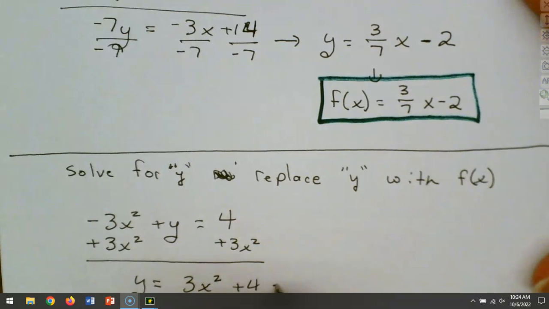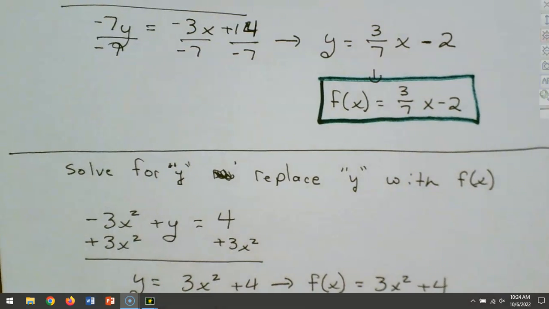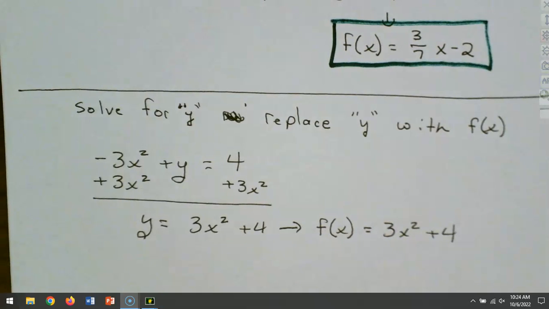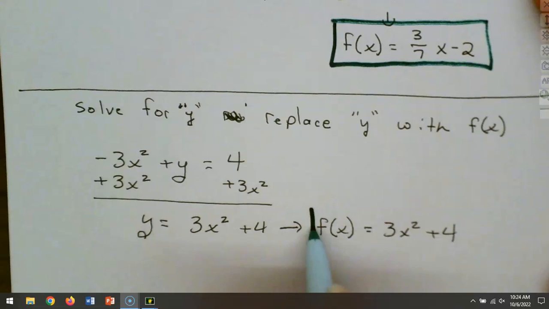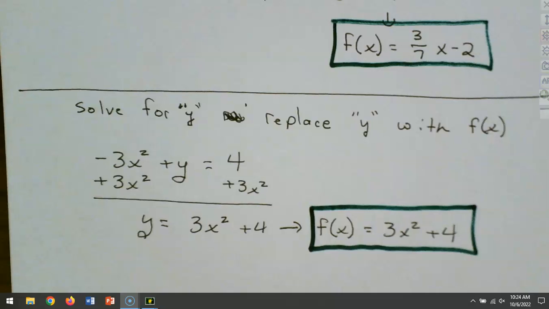And what do we do to get our final finished answer? We simply replace that y with what? F of x. And there is your answer, now in function notation. So don't try to make these more difficult than what they are. Solve it for y. Replace that y with your f of x. Okay? So don't try to make these more difficult than what they need to be.